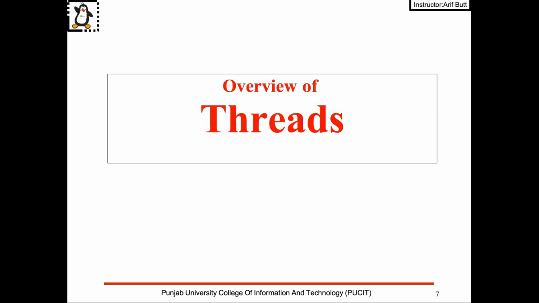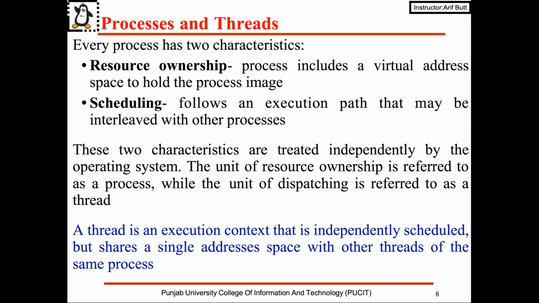Let us move ahead and have a quick recap of threads before we get our hands dirty and start writing multi-threaded programs. Dear students, remember every process has 2 main characteristics, resource ownership and scheduling. And these 2 characteristics are treated independently by the operating system. The unit of resource ownership is referred to as a process, while the unit of dispatching is referred to as a thread.